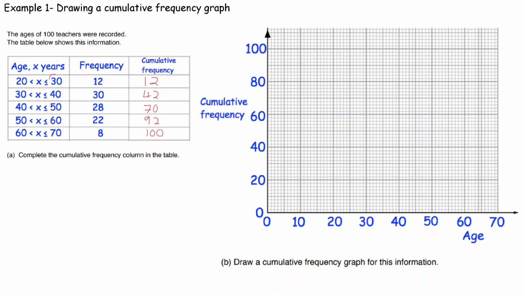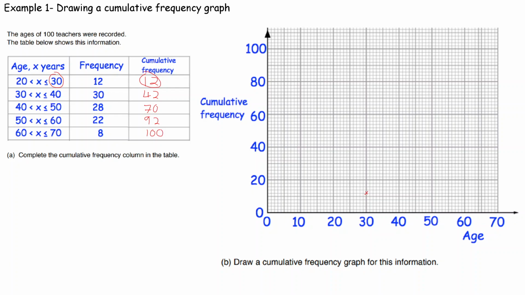So I'm plotting these endpoints with the cumulative frequencies. So 30 with 12 to begin with. We're going 30 along, and then we go 12 up. We're going up by 2 every time, so 12 is going to be there. Apologies for any inaccuracies here. It's quite hard to do on the screen.